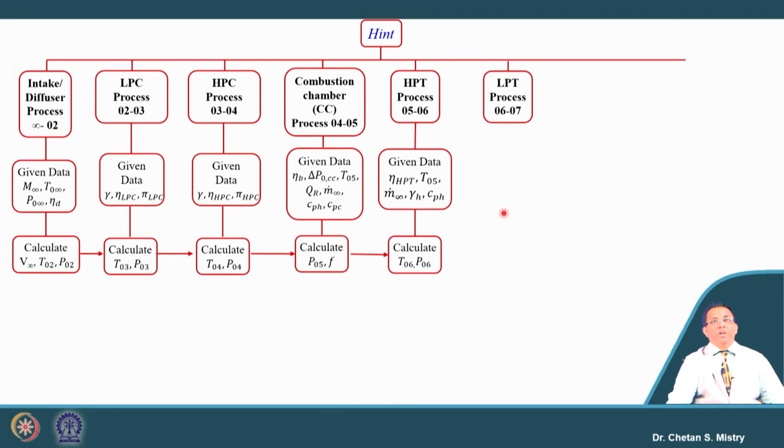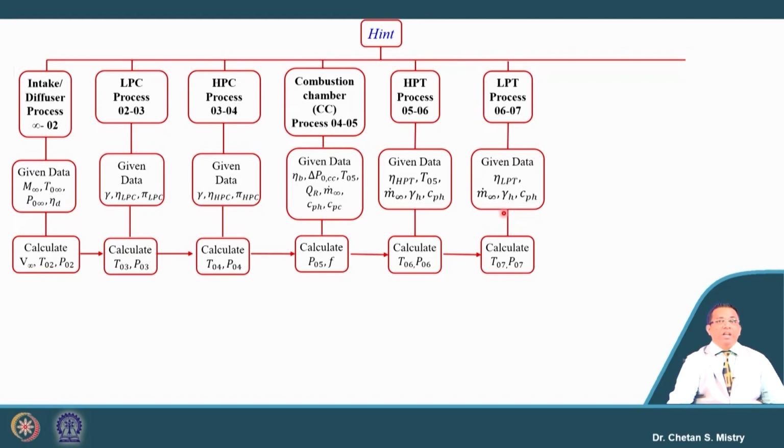Similarly, we have the component LP turbine. This LP turbine is used to rotate the LP compressor. The information given for this LP turbine is the isentropic efficiency. Based on entry pressure and entry temperature, and based on work balance, we can calculate the exit pressure and exit temperature from the LP turbine.